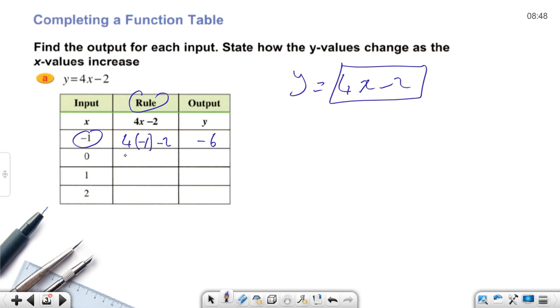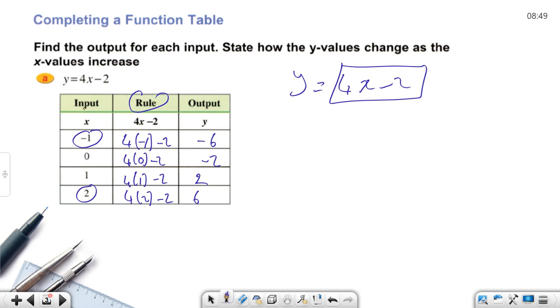So, if I substitute 0, 4 times 0 minus 2, minus 2. 4 times 1, 4, minus 2, 2. Oh, sorry, now the input is 2, I'm going to write here 2, 4 times 2, 8, minus 2, 6. This is input, this is output, that's the second thing.